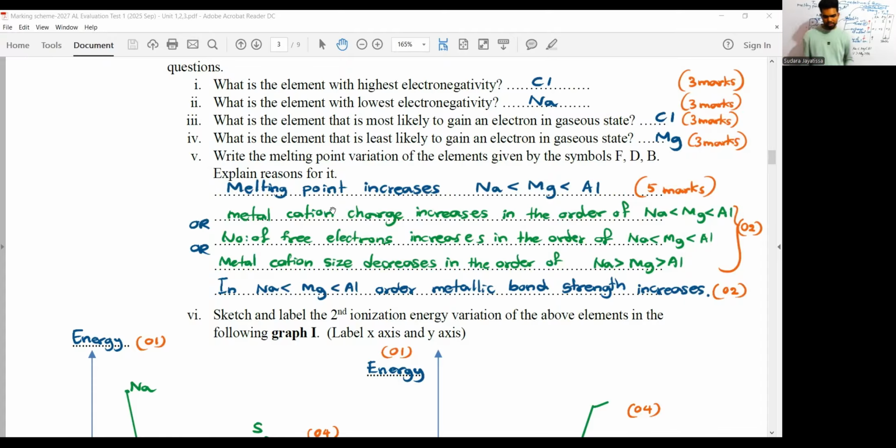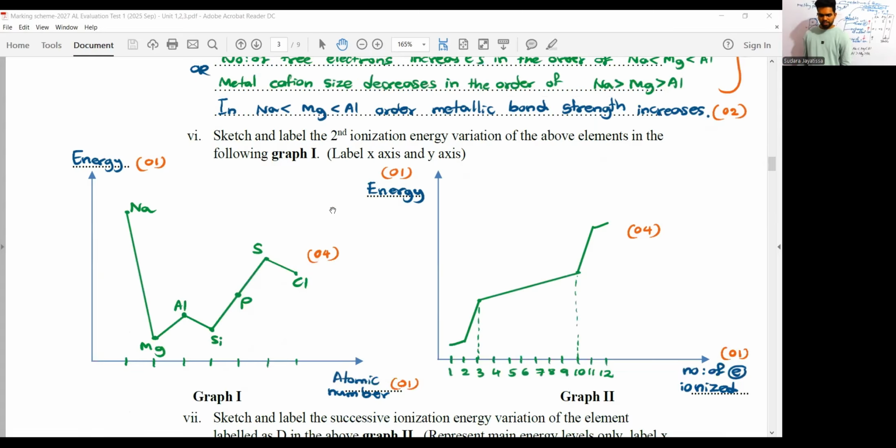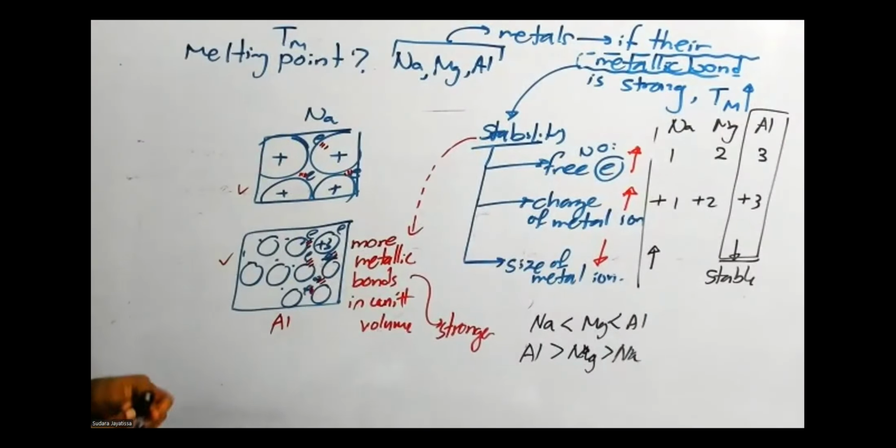Now go to question number 6. They are asking you to draw two graphs. The first graph is about the second ionization energy. Once you know the elements correctly, you can get the second ionization energy. From sodium to chlorine, sodium is the one with the highest second ionization energy. Why? Let's write down in our answer why sodium has the highest value.